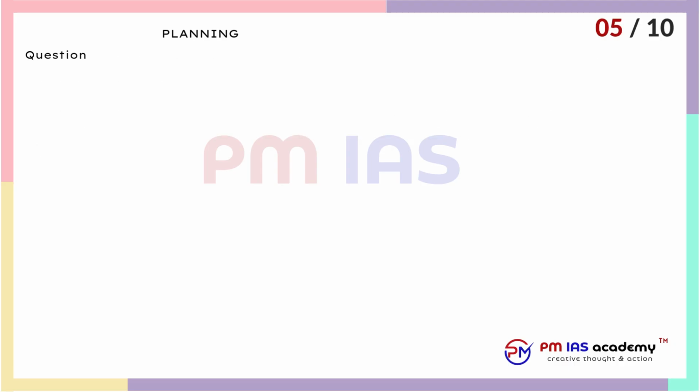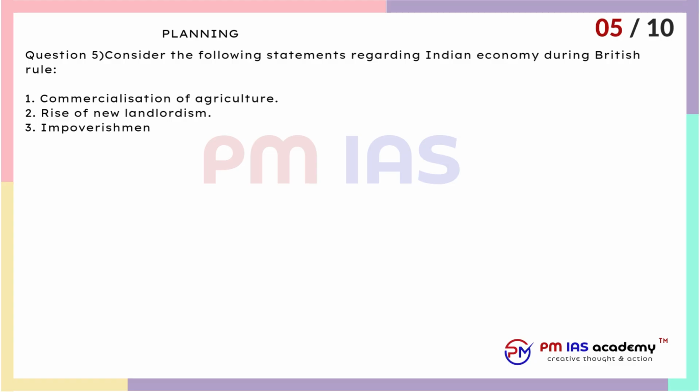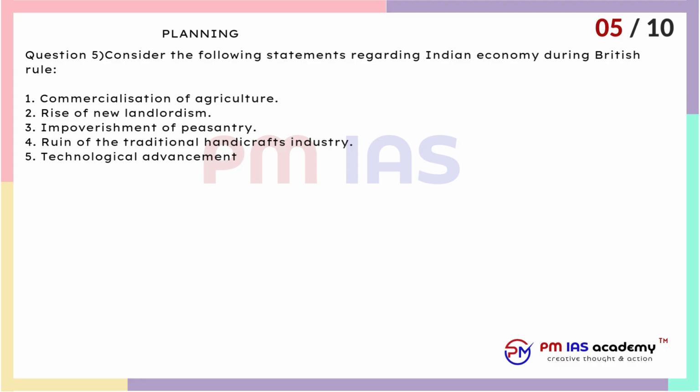Question 5. Consider the following statements regarding Indian economy during British rule. 1. Commercialization of agriculture. 2. Rise of new landlordism. 3. Impoverishment of peasantry. 4. Ruin of the traditional handicrafts industry. 5. Technological advancement of agriculture. 6. Increase in food grains production. Which of the statements given above were the impacts of colonial rule?